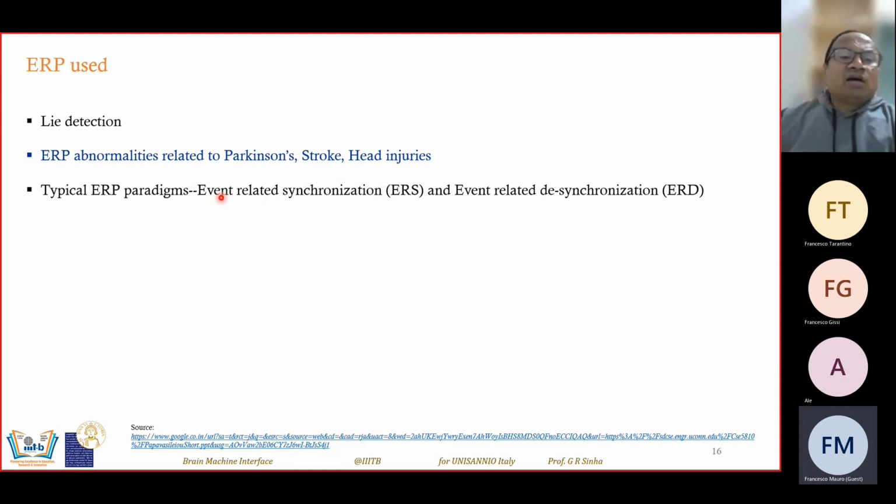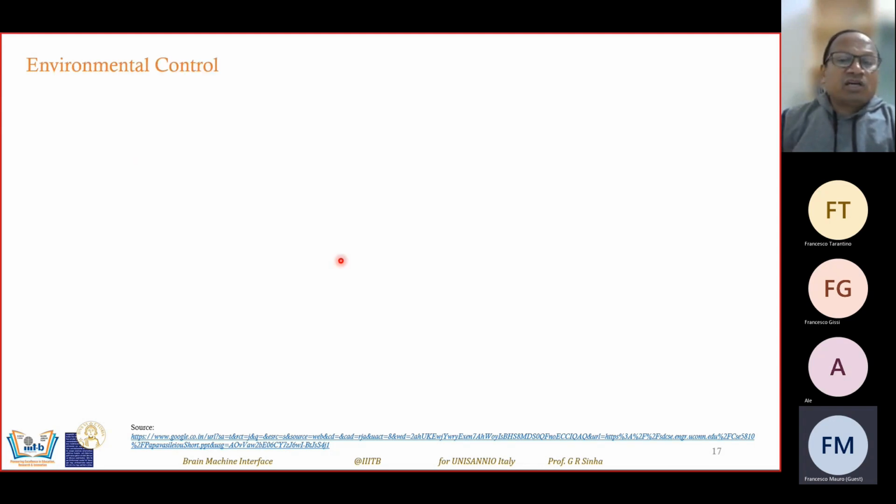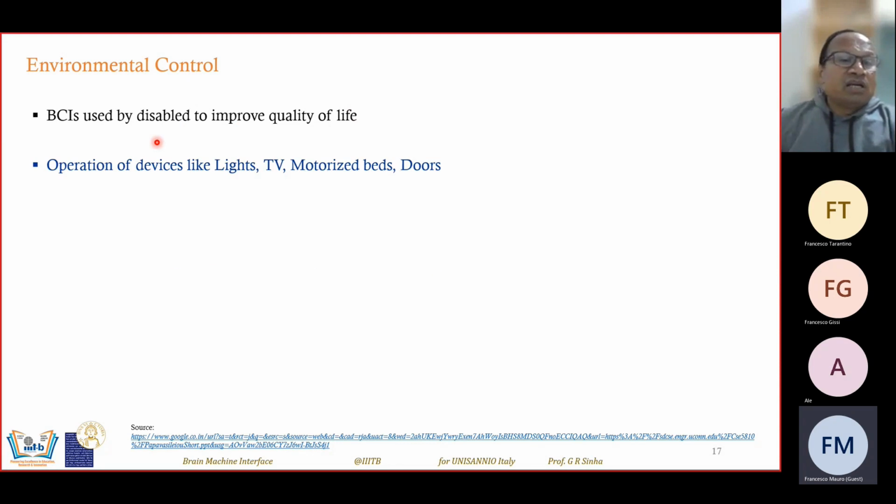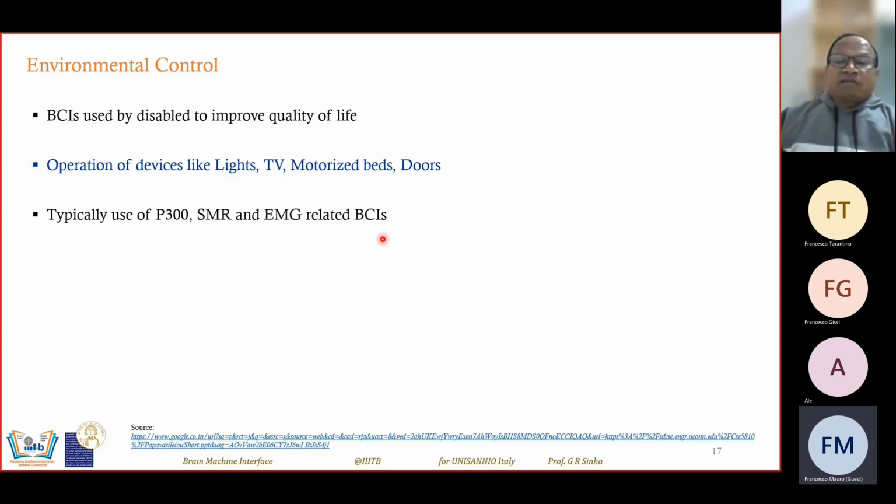There are different paradigms under ERP. When we discuss P300, at that time we'll discuss ERP. The last slide for this lecture is environmental control. We can also use BMI, BCI for environmental control so that we can improve the quality of life, especially for those who have certain disabilities, so that they can operate devices like lights, TV, motorized beds, doors with the help of BMI or BCI. Typically, we use P300, SMR (sensory motor rhythms), and EMG related BCIs for environment control.